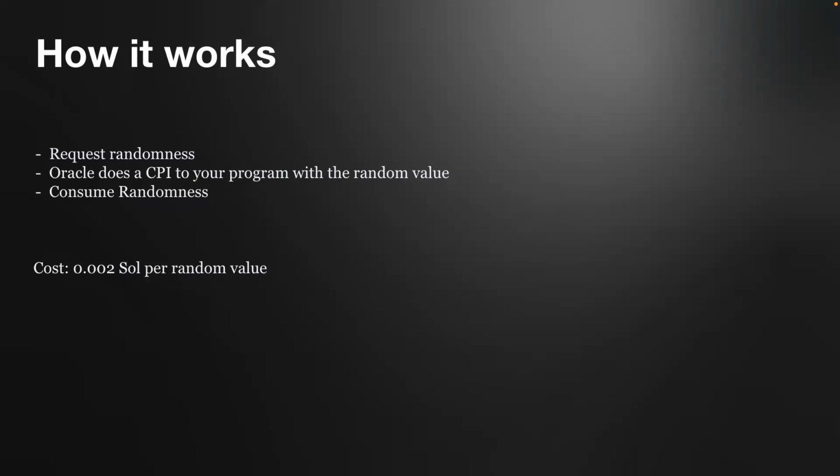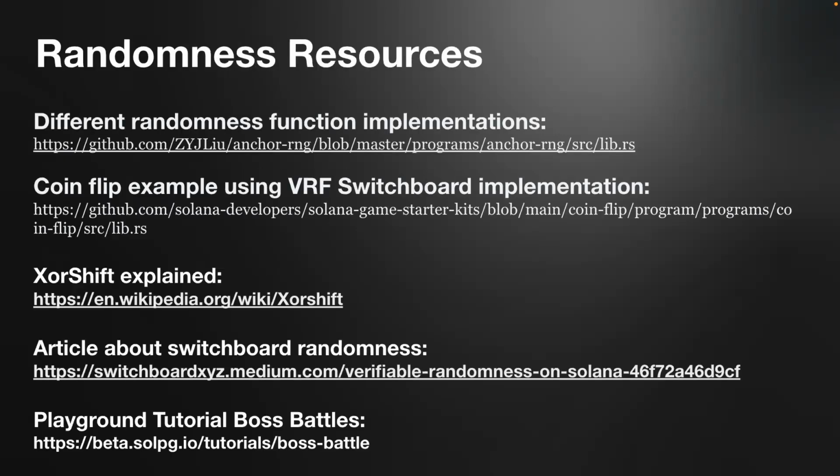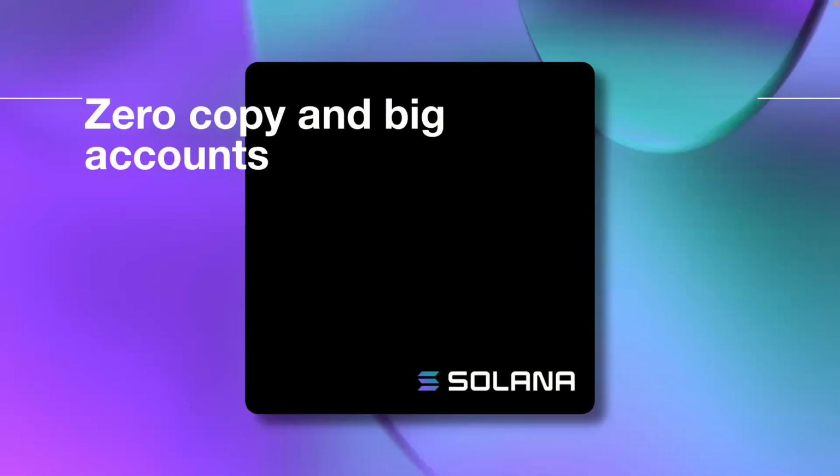There's a coin flip, which actually uses the Switchboard randomness functions. And yeah, that's what I already said: the oracle does the CPI into your program with the random value, and you also need to pay Switchboard a little bit. Here are the resources if you want to dig deeper into randomness.